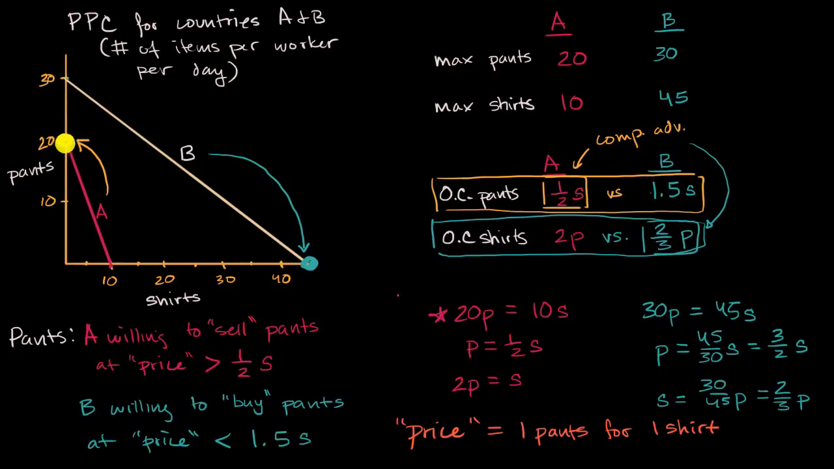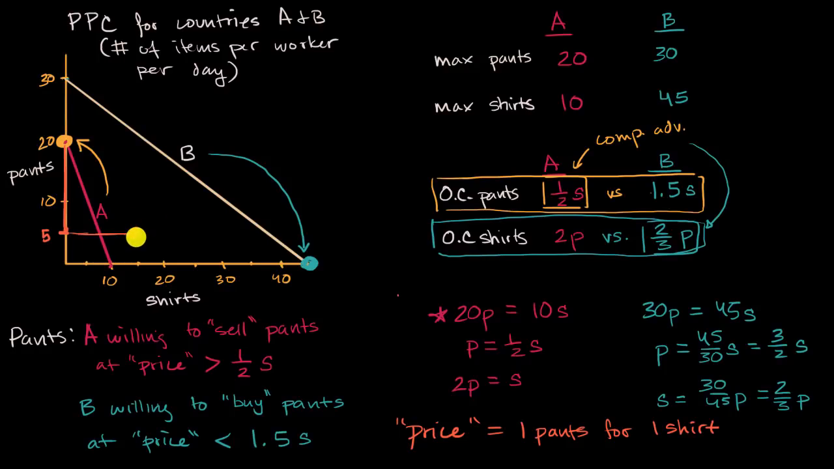So let's imagine this world where country A is producing 20 pants per worker per day. But let's say they decide that instead of those 20 pants, they want to trade 15 of them away for shirts. And so at this price, they would get 15 shirts. They're giving up 15 pants, so they'll only have 5 pants right over here. But they're going to get 15 shirts. And this is where country A is going to end up.